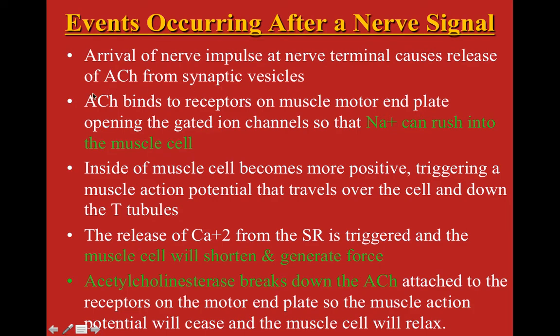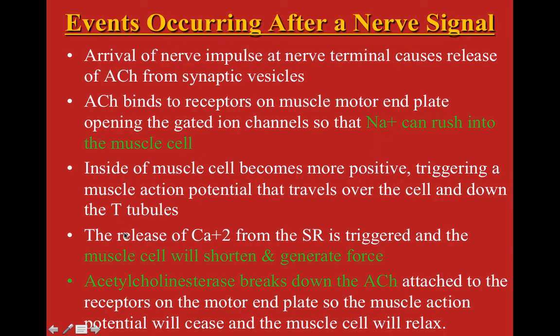We already know this. Then the acetylcholine binds to the receptors on the muscle motor end plate, opening the gated ion channels so that the sodium ion can rush into the muscle cell. The inside of the muscle cell becomes more positive, triggering a muscle action potential that travels over the cell and down the T tubules. Remember, we talked about that. Now we're just adding a little more detail. So the action potential is because of the change in charge due to the sodium ion coming in.